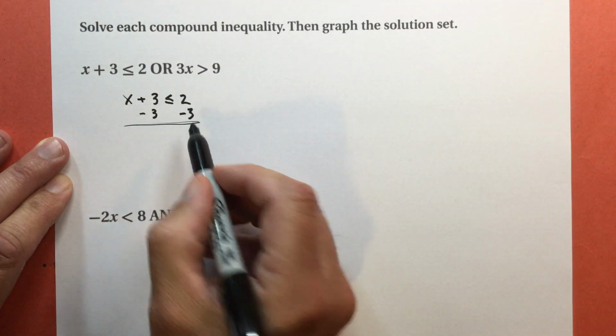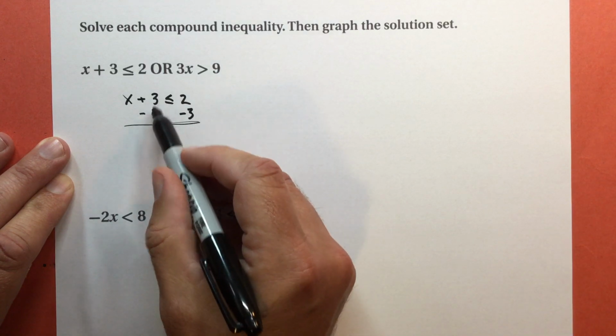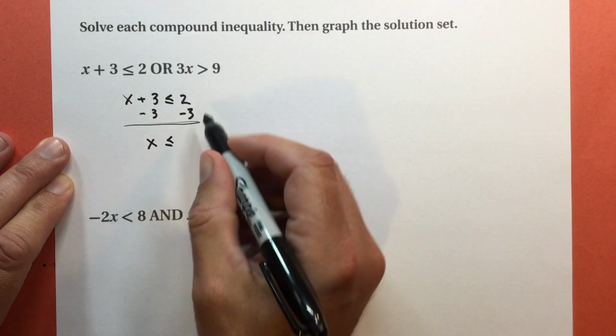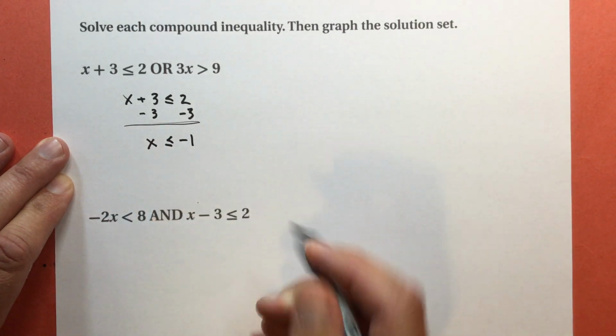I like to draw a summation bar here. 3 plus negative 3 is 0, so I just get x plus 0. And 2 minus 3 is negative 1.